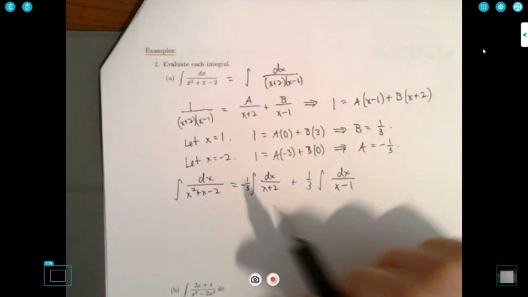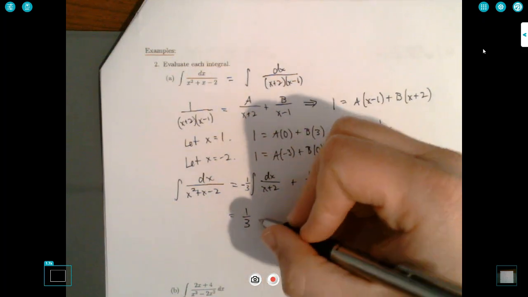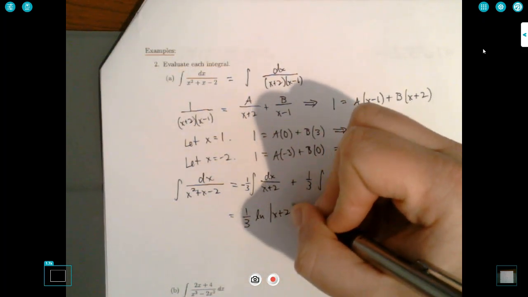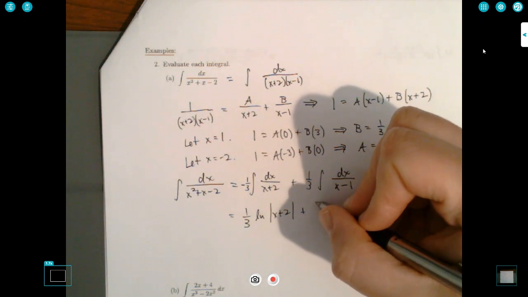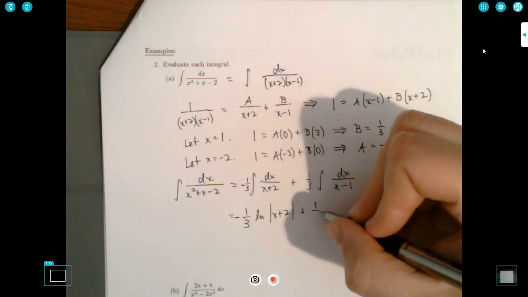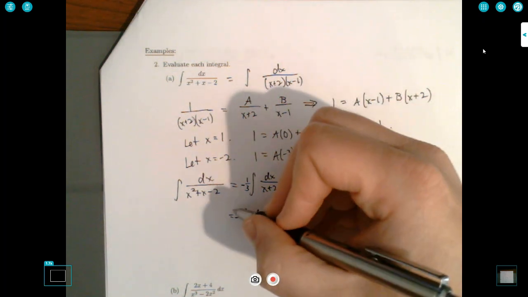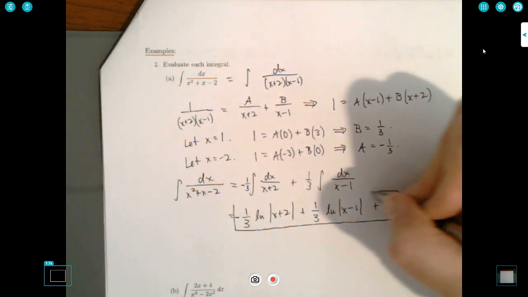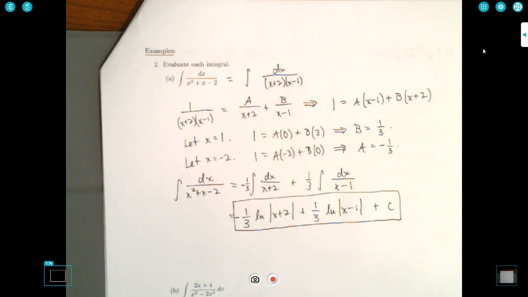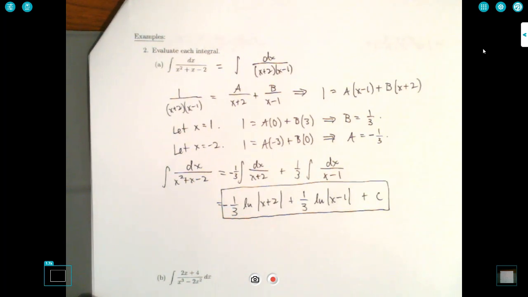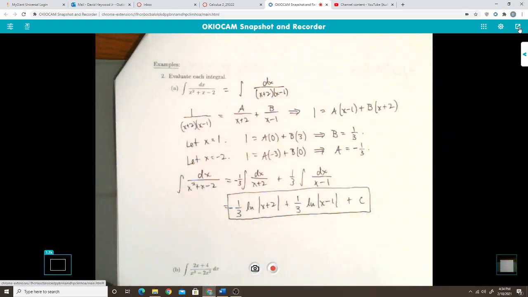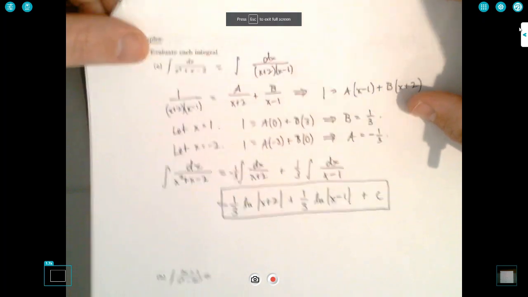This is just negative 1/3 times ln of x plus 2 plus positive 1/3 times the natural log of x minus 1 plus c. And that's all she wrote on that one. So, not terrible. Okay, next one.